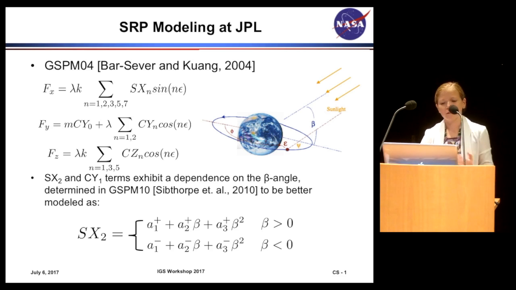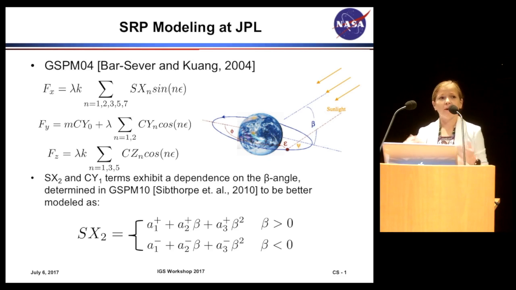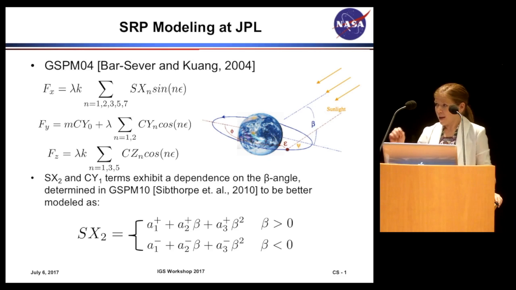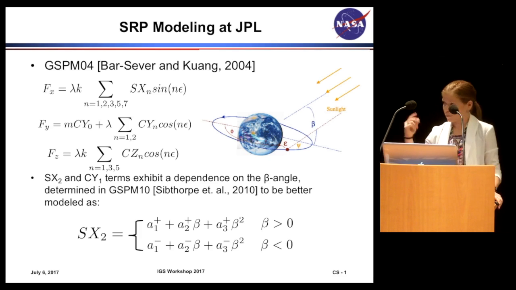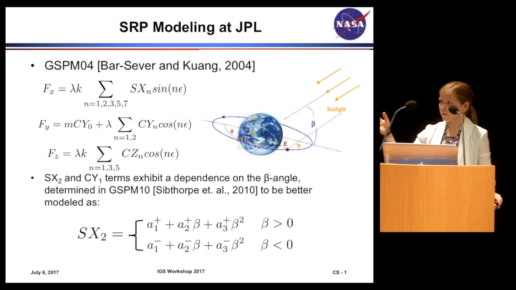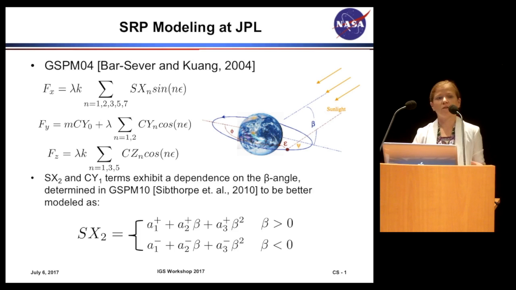Two of these terms, the Sx2 and the Cy1 term, clearly exhibit a dependence on the beta angle. So in the talk, I'll be referring to the beta angle dependent terms as Sx2 and Cy1, and the non-beta angle dependent terms will be the other Fourier coefficients. In the second iteration of the model, GSPM10, these were shown to be best represented with a second order polynomial. The three polynomial coefficients, A1, A2, and A3, are fit separately when the beta angle is greater than 0 or less than 0.